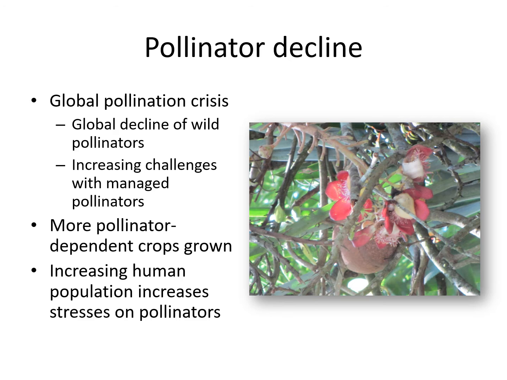There's also an increasing human population, and this increases the stresses on pollinators. We require more land, we cut down more land, we require more agricultural space, so we cut down more of the land to grow things, but at the same time, this removes the habitat for the pollinators, which becomes a problem, again, in terms of the supply of the pollinators creating the food in the first place.